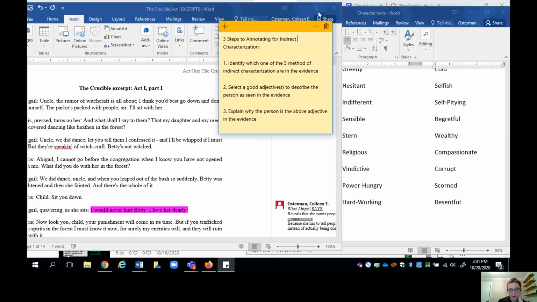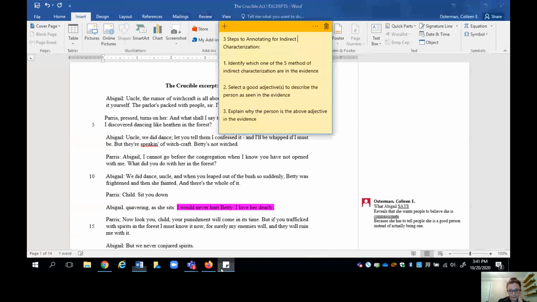Okay, so let's look at my annotation. I have to do 3 things. I have to identify which one of the 5 methods of indirect characterization it is. Then I have to select a good adjective to describe her. And then I have to explain why Abigail is the way I've described her in the evidence. So let's look over here.